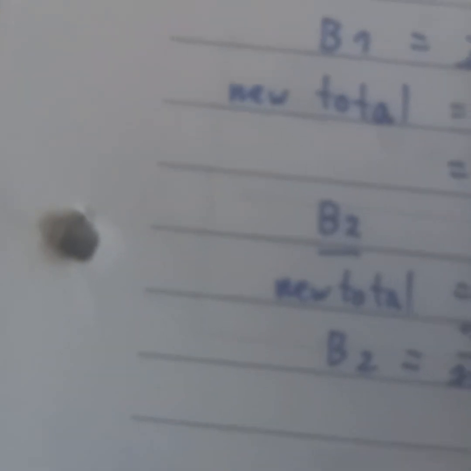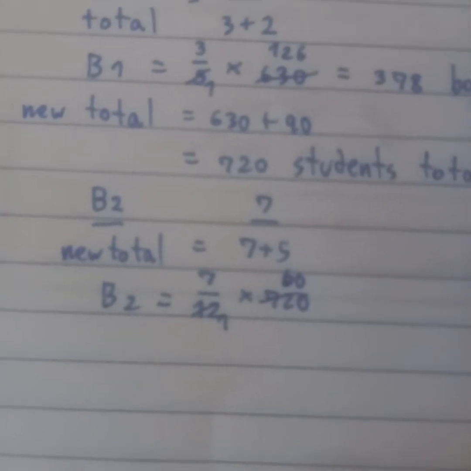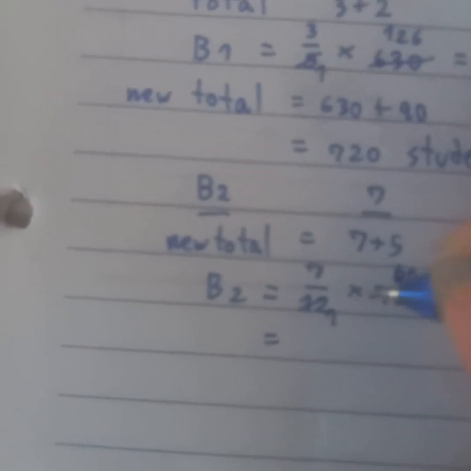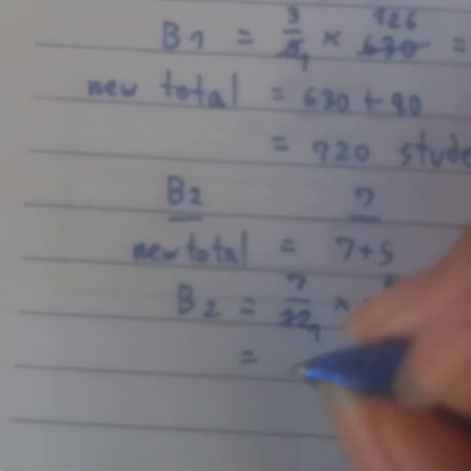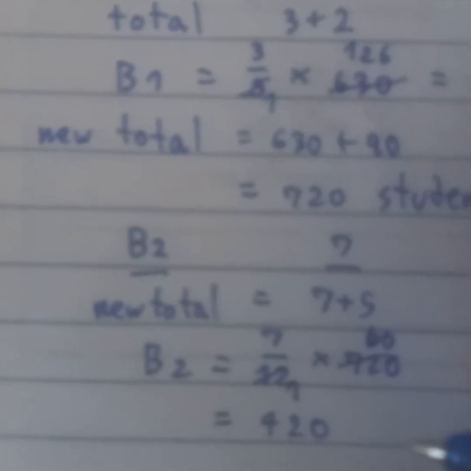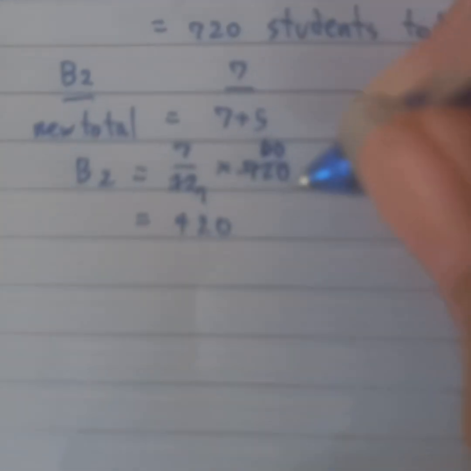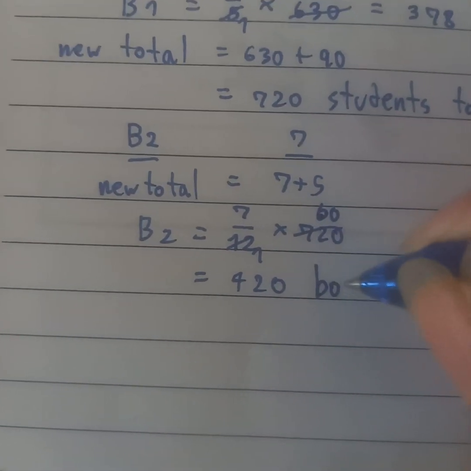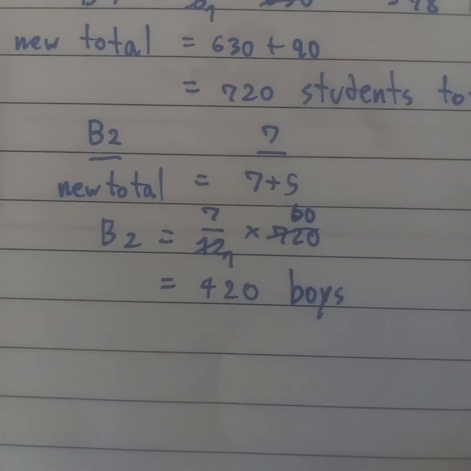Now we can divide 720 by 12, which is 60. So 60 times 7 equals 420 boys, which is B2.